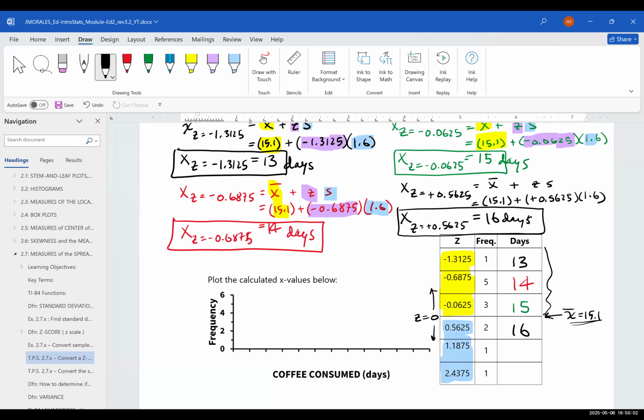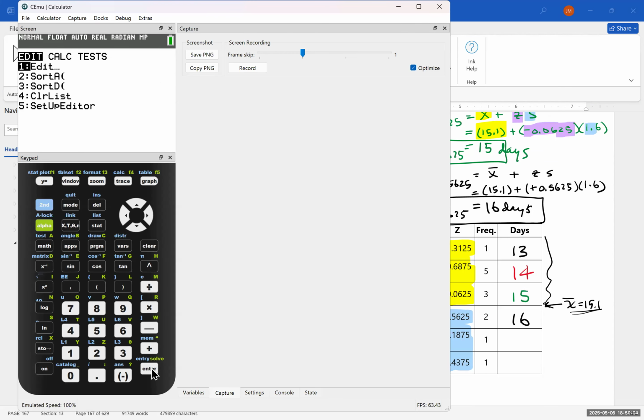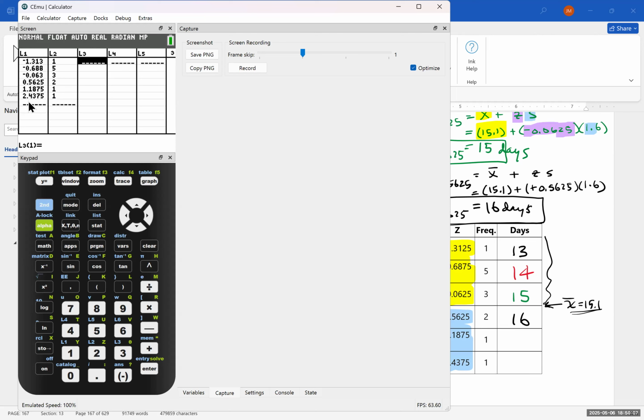So here, if we go to the list editor, you can see I already put in the z-scores with the frequencies here. And what we need to do is program L3. Now we need X bar and S. So actually what I have to do is run one variable stats first. Because if I don't, the Texas Instruments calculator will not put the new value of X bar and S into the calculator memory, right? It hasn't been calculated yet. So let's do that first.